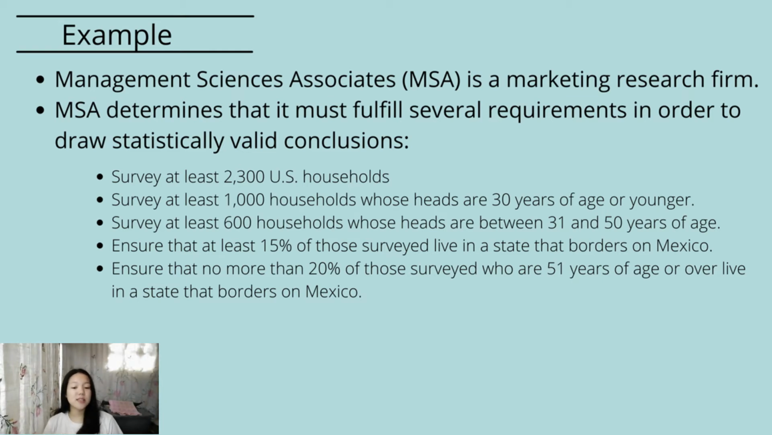The survey should include at least 2,300 US households, and at least 1,000 households whose heads are 30 years of age or younger. The survey should include at least 600 households whose heads are between 31 and 50 years of age. It must ensure that at least 15% of those surveyed live in a state that borders Mexico. And another is to ensure that no more than 20% of those surveyed are 51 years of age or over and live in a state that borders Mexico.